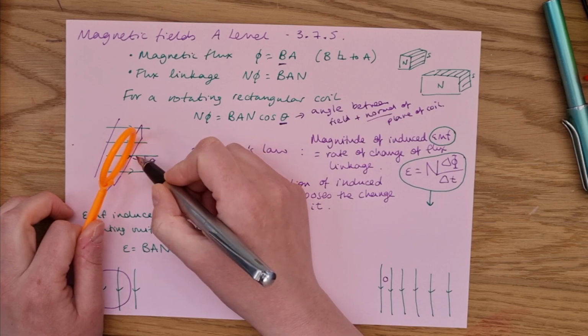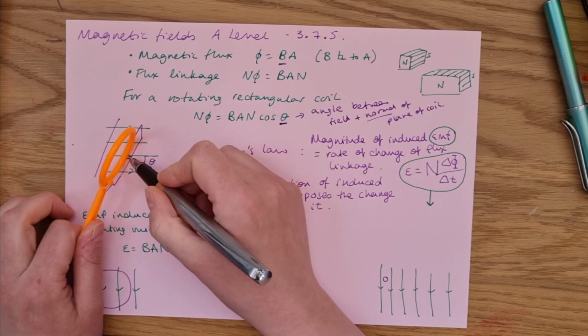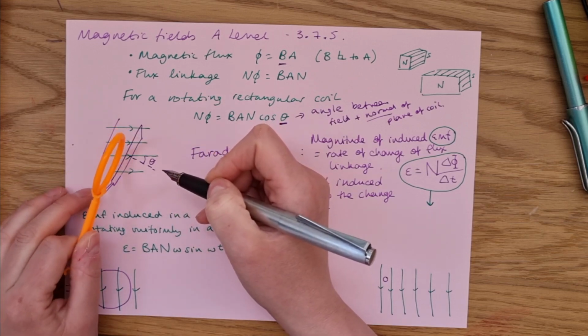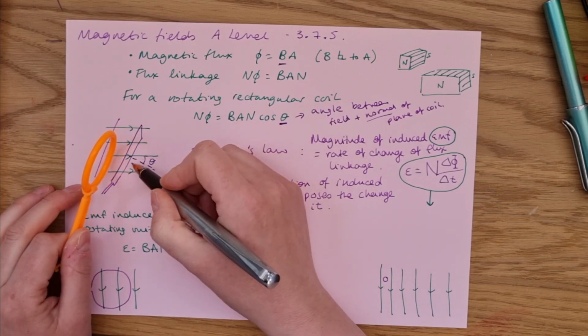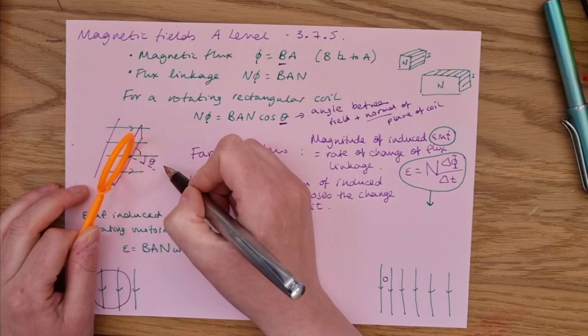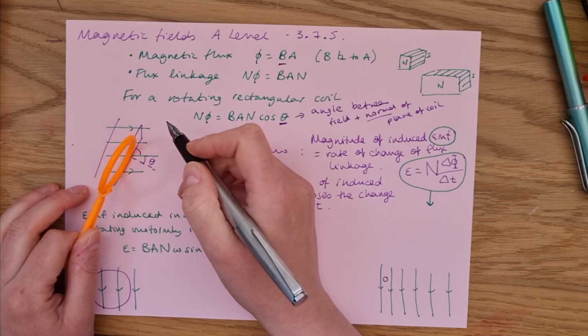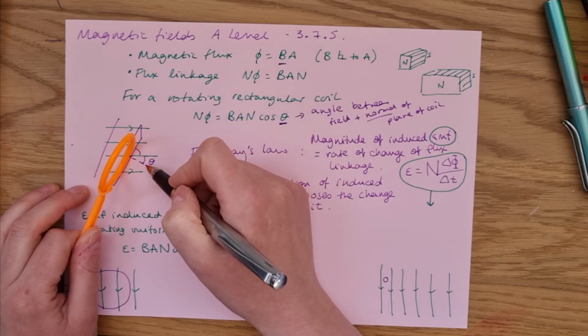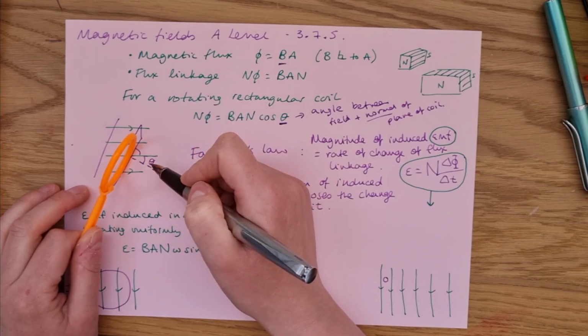So it's the angle between the field and the normal, right? I always remind myself, because my instinct would be to do this angle, no, the angle between the coil and the field. That would be the angle that I would want to use if I was just naturally trying to think about it. And I always remind myself that it's not that angle, it's the angle that I'm less likely to use.